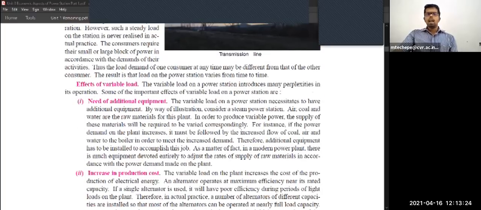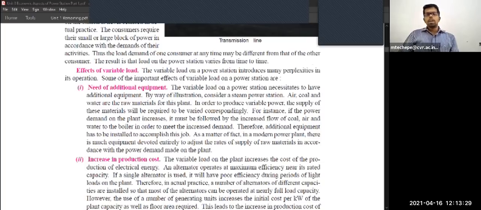So what is the effect of variable load? Due to the effect of variable load, we need some additional equipment. The transformer size might increase, then the conductor size might increase, then the generator size might increase. Then the raw materials for generating the power, like coal and water, might also increase. So the raw materials and the equipment might increase.